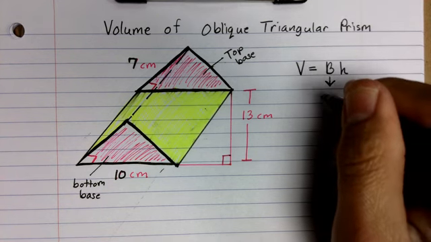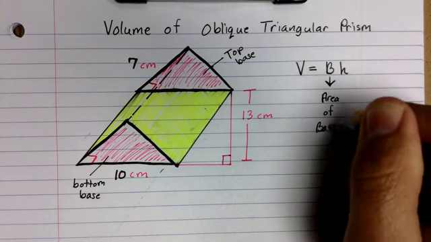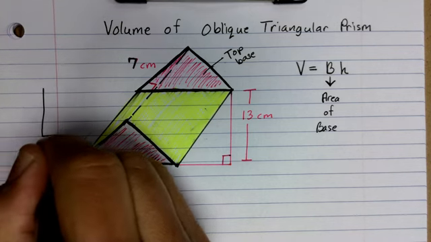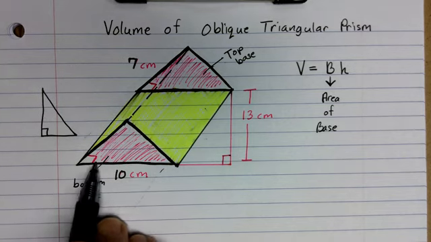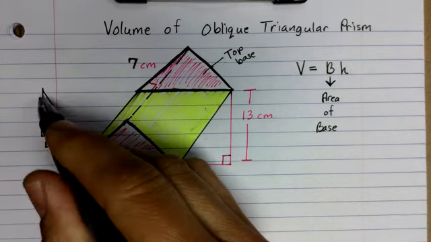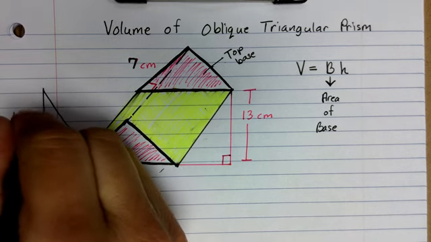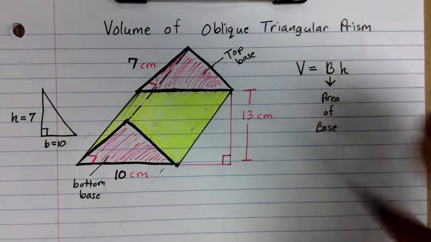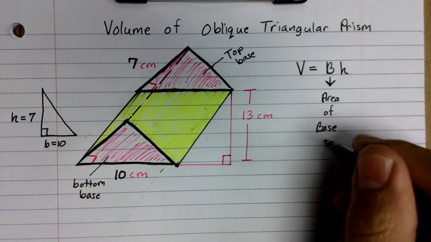Just remember, as always, big B is just the area of the base. And I always emphasize that because our base is a triangle. So I'm going to draw a right triangle over here. One side of the triangle, this bottom part, is 10, so I'm going to put b is equal to 10. And the height of the triangle is this one right here, which is 7. Don't confuse this with the height of the prism. The height of the prism, this H, is going to be this value over here. But let's deal with B first.